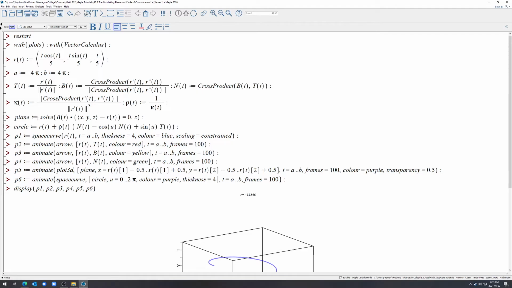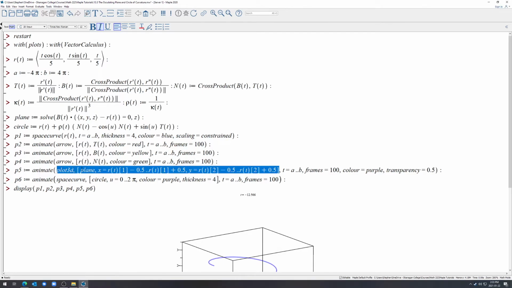Plane. This is going to be the osculating plane, and I've tried to make sure that it doesn't look terrible when I graph this. What I've done is I've taken the unit binormal vector and dot product that with xyz minus the position vector of any point on the space curve. If I set that equal to 0 and solve for z, that's going to get me a function f of x, y that represents the plane. That makes it pretty easy to plot.